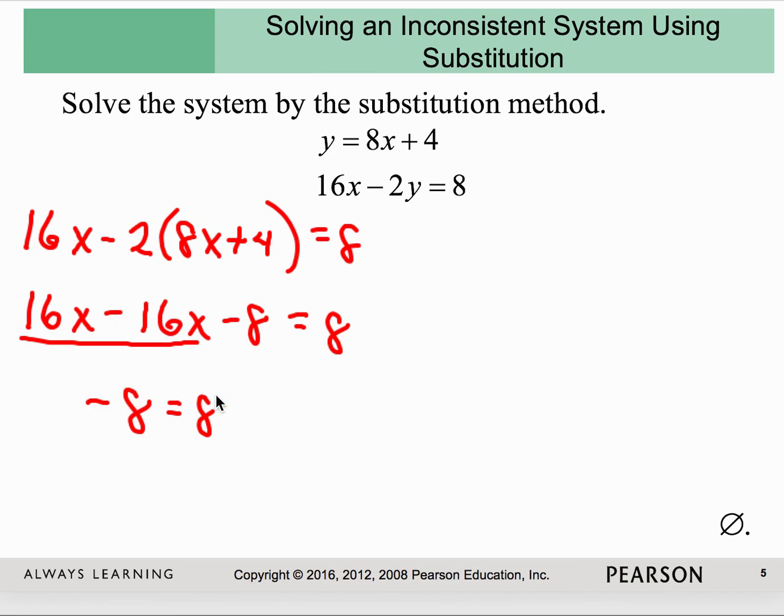And if you get something crazy like this, negative 8 does not equal 8, that means there's no solution. We call this an inconsistent system. It's inconsistent. It doesn't make sense. I can't make negative 8 equal 8, right? That's inconsistent. And your answer is no solution. That means that's two parallel lines. They never ever cross.